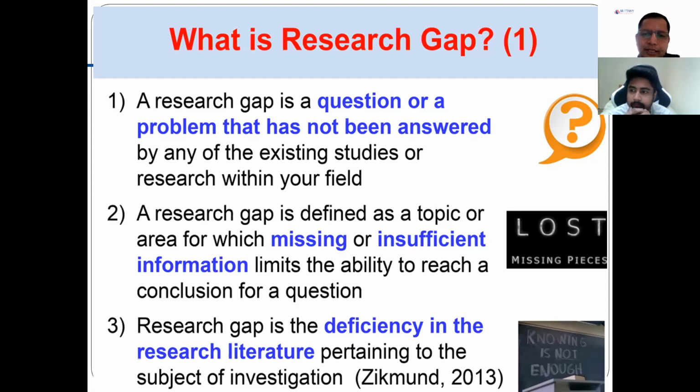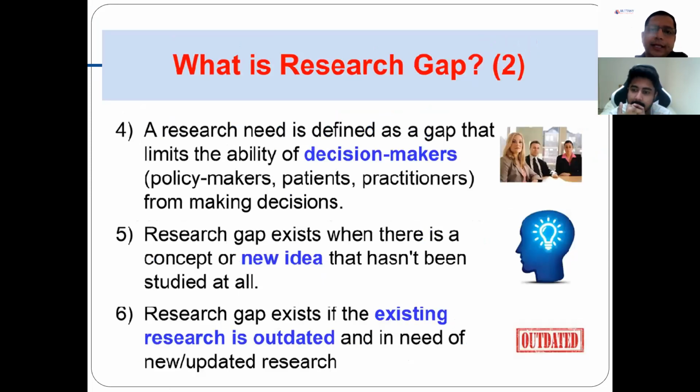A research gap also defines a topic or area which has missing or insufficient information that limits the ability to reach a conclusion for a research question. A research gap also explains the deficiency in the research literature pertaining to the subject of investigation or the area of the study. A research need is defined as a gap that limits the ability of decision makers, policymakers, patients, practitioners, or others to make decisions.